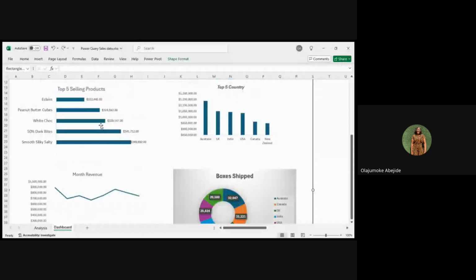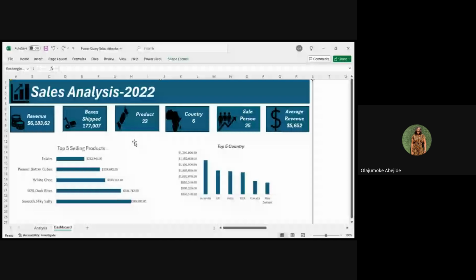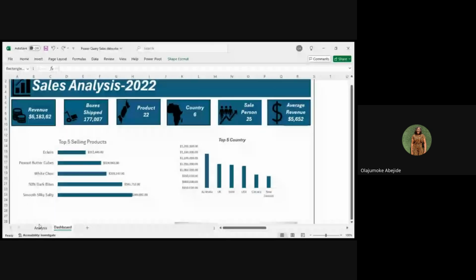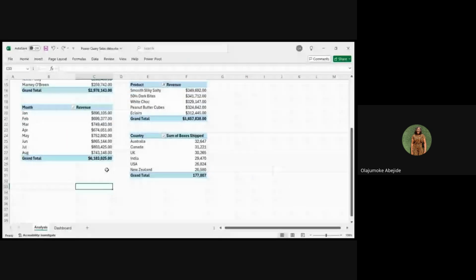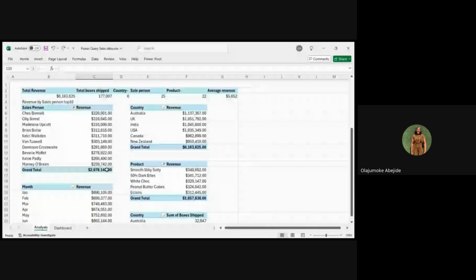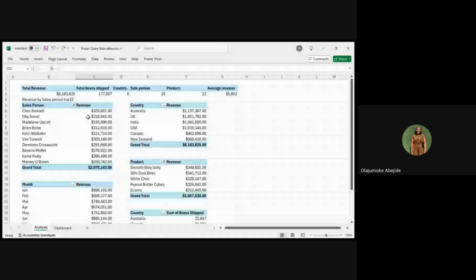Here is my screen of Sales Analysis 2022. And yeah, the analysis I actually worked on. On the extreme, we have 6 KPIs. We have the total revenue, total boxes shipped, country, salesperson, products, average revenue. Then the data sets were actually sliced into top 10s and top 5s.